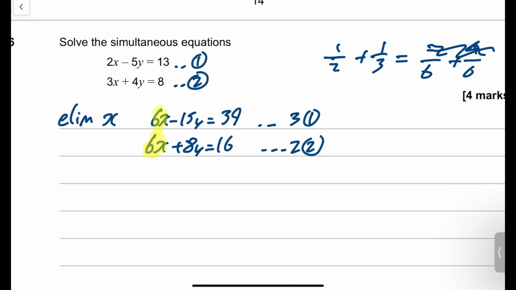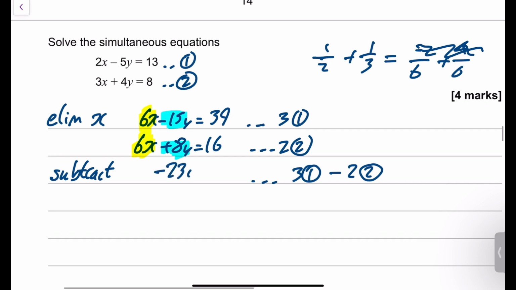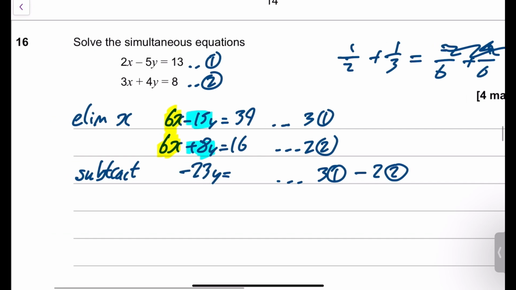We're eliminating our x's. The signs of the x's, the thing that you're eliminating, are the same. So you want to subtract. Write down subtract, and I am also doing it here. 3 times equation 1 minus 2 times equation 2, and this will give us an equation with just one unknown. So you've got minus 15y minus another 8y, that will be minus 23y. And if you did 39 minus 16, that will give you 23. That's looking pretty good to me.